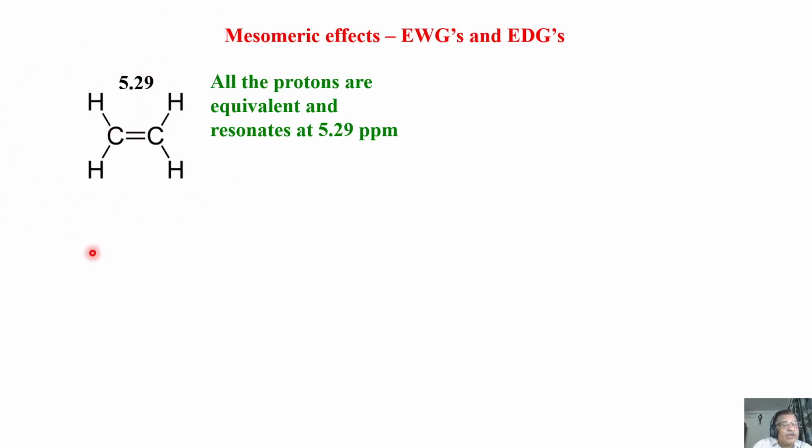Now all the 4 protons of this molecule are equivalent. Look at it. There is a symmetry for this molecule. There is a symmetry along this axis and along this axis. So because of this axis, these 2 protons are the same. These 2 protons are the same. If you go along this axis, this is equivalent to this. All 4 protons are chemically equivalent. As a consequence, how many peaks should we get? We will get only 1 peak, which comes at 5.29 ppm. Remember, it comes at 5.29 ppm.